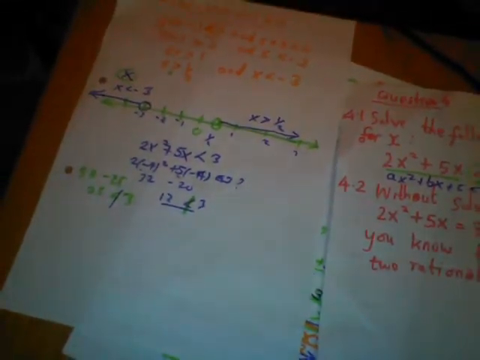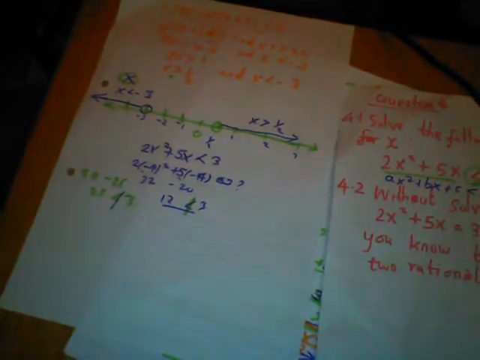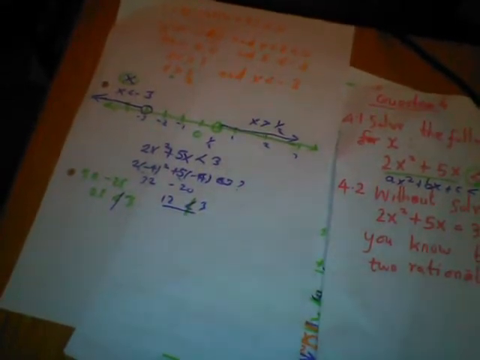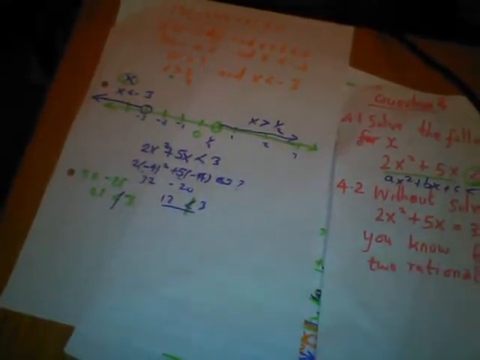So now we come there. X greater than half. X greater than half. Excuse me. We want to say x is greater than half. So x is greater than half. Okay, x is greater than half.